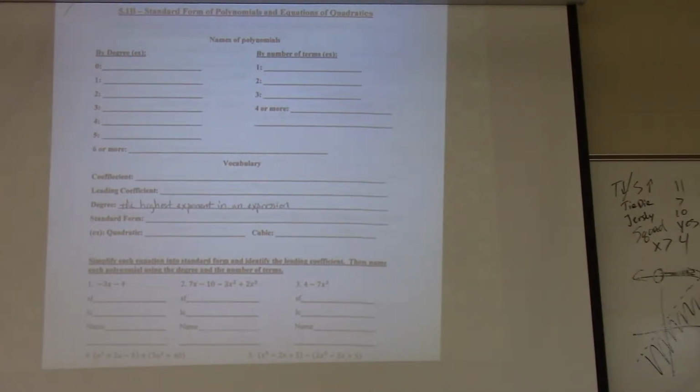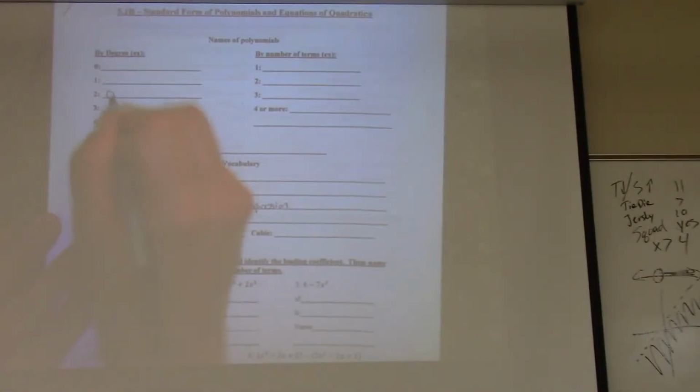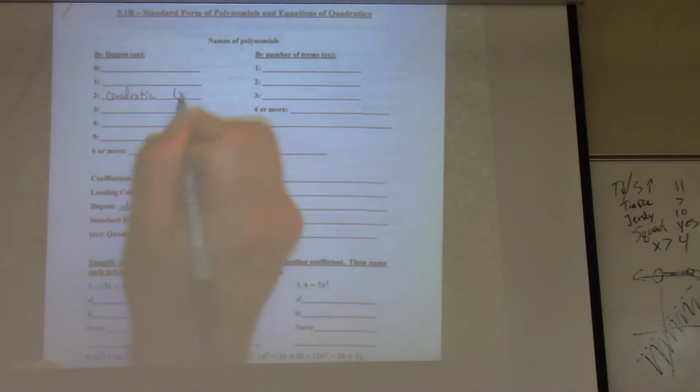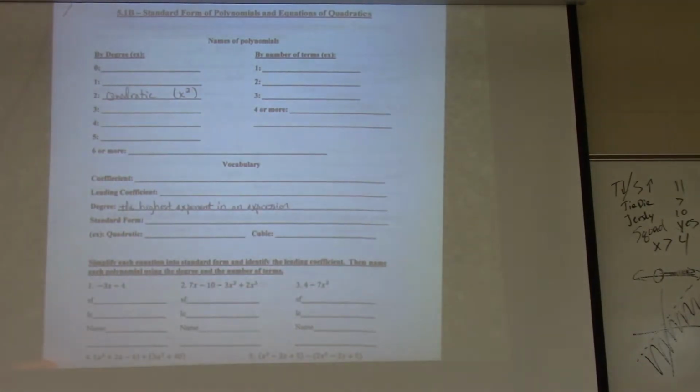X squared. Anybody remember what x squared functions are called? I'll give you a hint. Look at the top of your notes from yesterday. Parabola. No, that's the graph of it. Quadratic. Okay? So let's go back in and under degree 2, let's write the word quadratic. And that is x squared. That's what that looks like. Or 3x squared, or negative 7x squared, or 1/2 x squared.